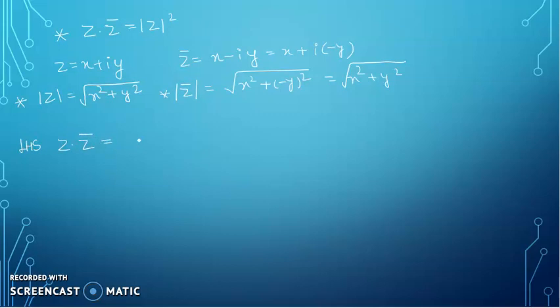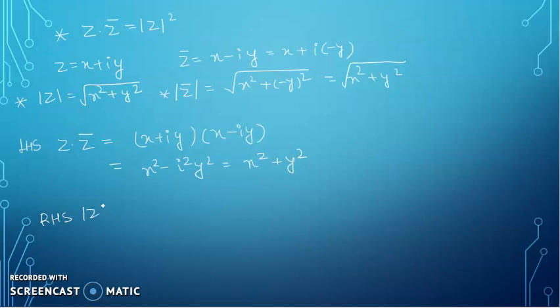From here, take the LHS, z into z conjugate. What is the value of z? X plus iy. What is the value of z conjugate? X minus iy. So solve this. A plus b into a minus b is equal to a square minus b square, which is equal to x square minus i square y square. I square will be minus 1, students, so minus and minus will become plus. So this is x square plus y square. Now see the RHS. Mod z whole square. What is the value of mod z? Square root of x square plus y square. It is saying square of this, so when you take the square, you will get x square plus y square. So LHS is equal to RHS.